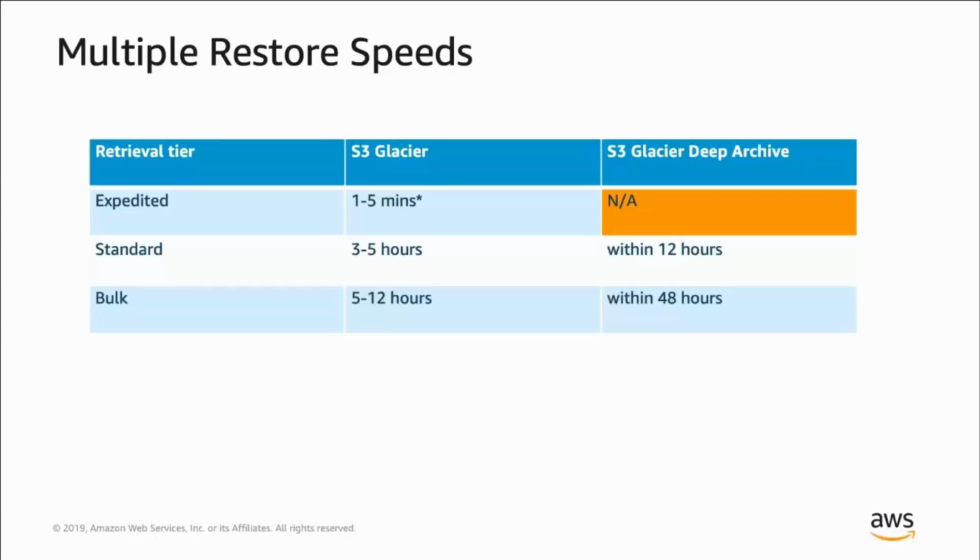Now again, with Deep Archive, the expedited option is not available. The standard option brings your data back within 12 hours, and the bulk option brings your data back within 48 hours.